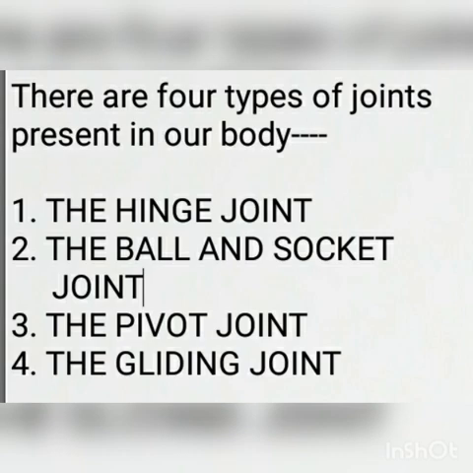Now there are 4 types of joints present in our body which show different types of movement. These are the hinge joint, the ball and socket joint, the pivot joint and the gliding joint.